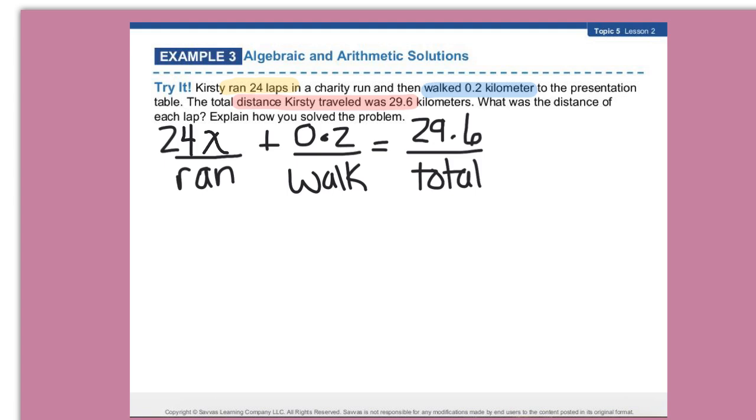Okay, now your job. Step 1, you're going to add or subtract. Step 2, you're going to multiply or divide. I want you to go ahead and solve this. When you have an answer, I want you to come back to check.